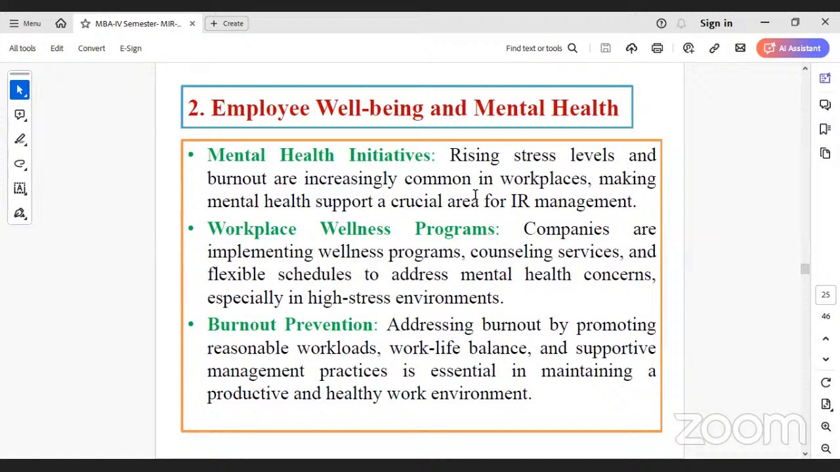The burnout prevention. So, addressing burnout by promoting reasonable workloads, work-life balance, and supportive management practices is essential in maintaining a productive, healthy work environment. The company has to build an organization. They have to provide the essential management support and they should know.